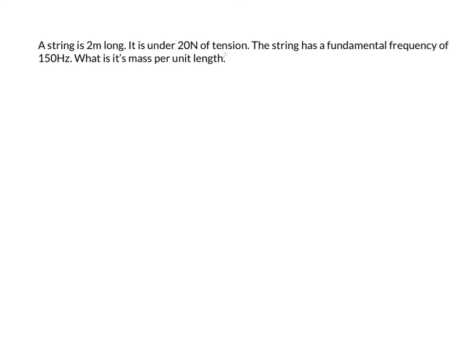So the first thing we'll do, we know that this is a stretched string question, being given a lot of these variables like length, tension, frequency, and mass per unit length. So we're going to write out a formula that ties all those variables together. Frequency is equal to 1 over 2L times the square root of tension over mass per unit length.